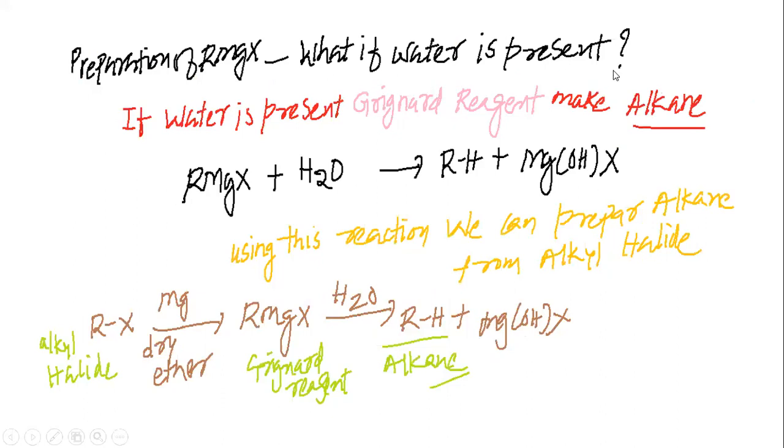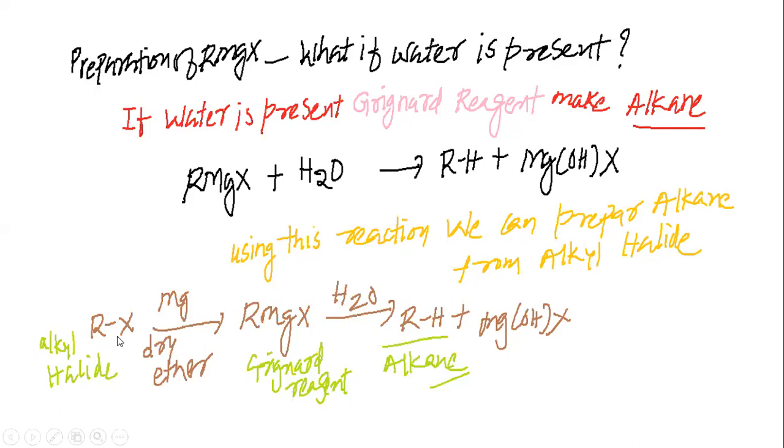Suppose water is present. If water is present, my dear students, the Grignard reagent makes an alkane. You can see that RMgX reacts with water to produce RH and MgOH. So if water remains present during the preparation of the Grignard reagent, instead of the Grignard reagent we get an alkane produced. This is again one idea by which we can prepare alkane from alkyl halide.